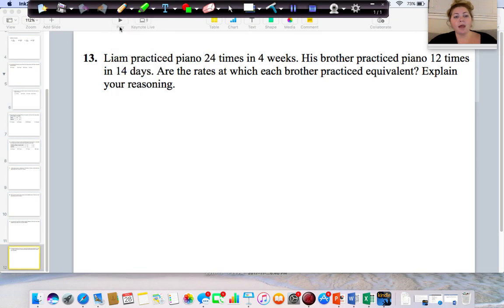I did skip number 12. I'm going to be doing that with you guys in class. That one's a little bit tricky, and I wanted to be able to explain it in person and make sure you really understand it. So we're going to go ahead on to problem 13.